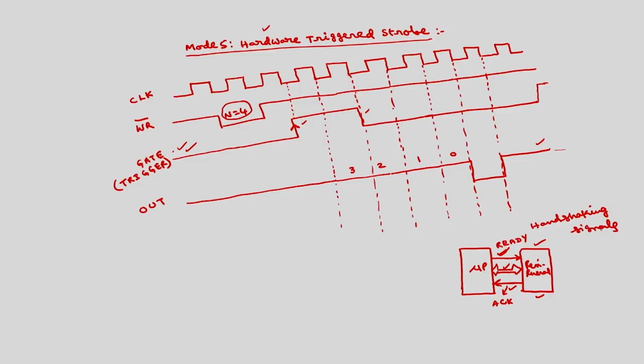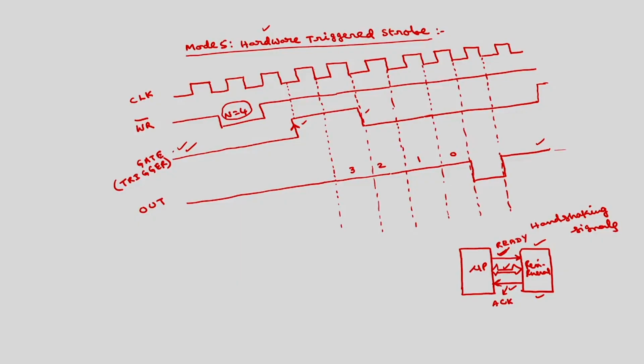when two persons meet, they will first shake hands, after that they will exchange conversation, whatever information they want to convey, that information will be conveyed. Okay. So, that is why the name handshaking signals. So, in such applications where the handshaking signals are required, we can use these strobe signals, either hardware triggered strobe or software triggered strobe.